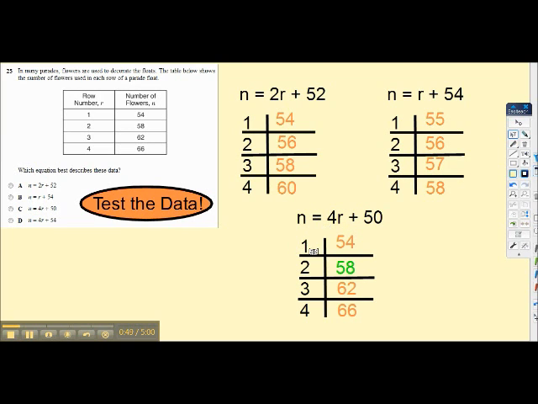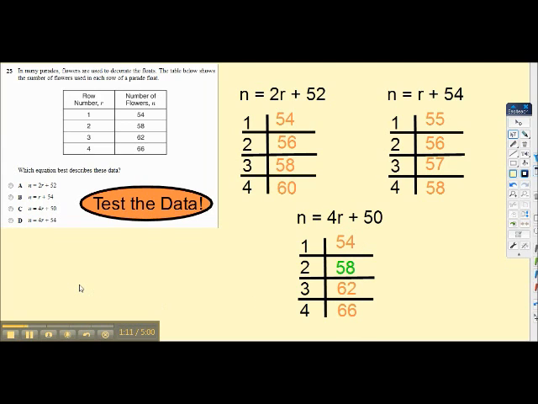Plugging it in, 4 times 1 is 4, plus 50 is 54. 2 times 4 is 8, plus 50 is 58. 3 times 4 is 12, plus 50 is 62, and we finally get 66. Notice those outputs match. And so we didn't stop at just the first one here because we would have gotten it wrong. We plugged in all of them, which told us C is going to be the answer.